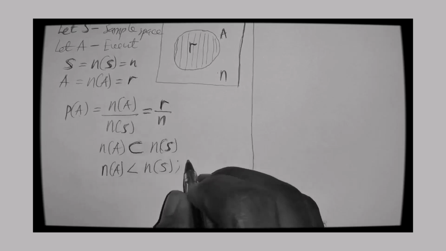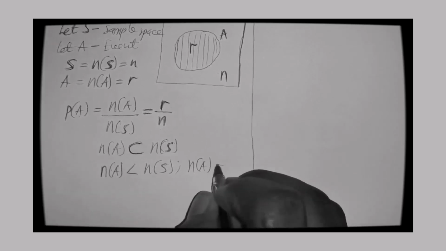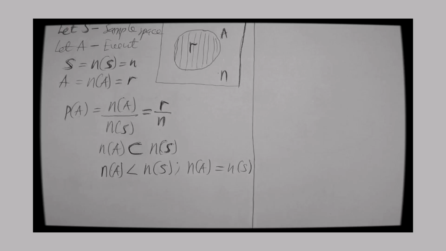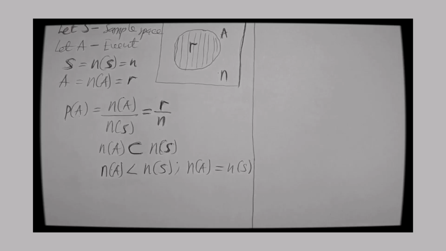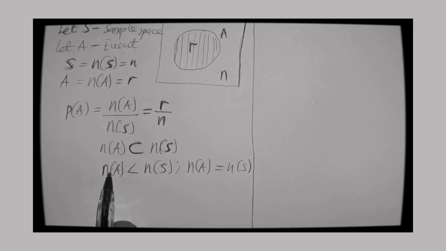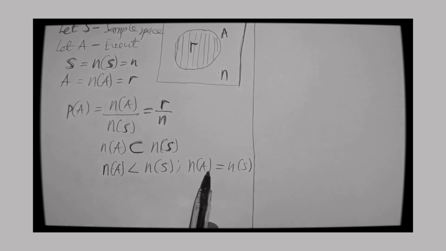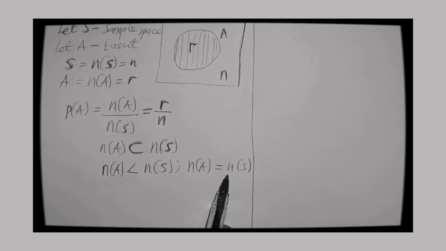Or it could be that the number of the event A would be equal to the number of the sample space if it is occurring. Please, I hope that is clear. If it is occurring, the number of events occurring can be less than the sample space, or it can be equal to the sample space. Okay?